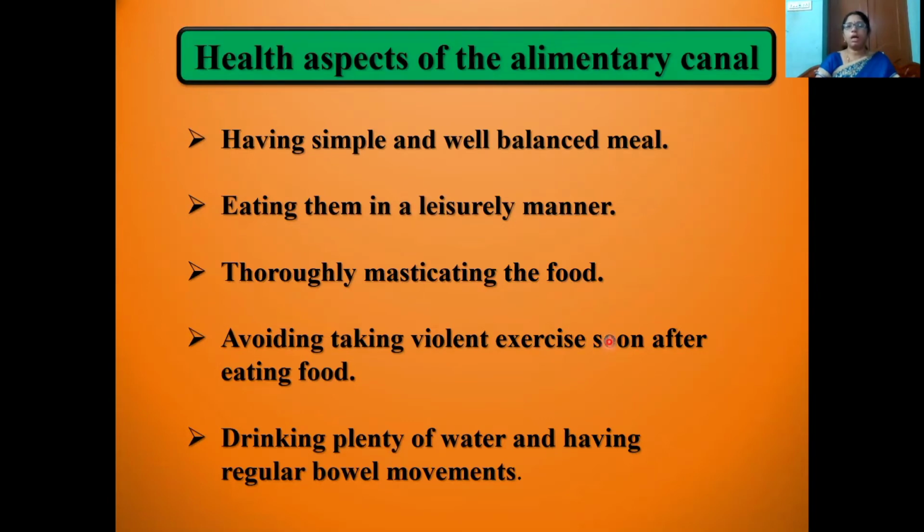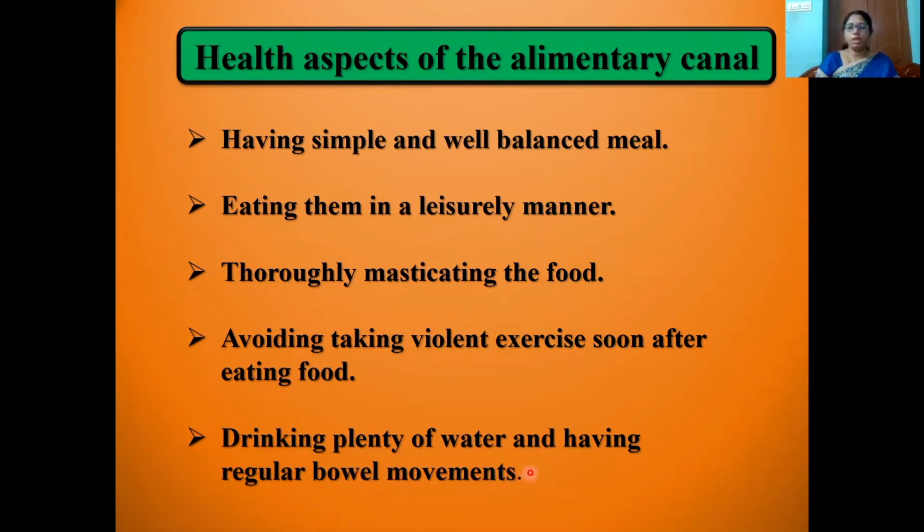Health aspects of the alimentary canal. First one is having a simple and well-balanced meal. Second one is eating in a leisurely manner. Third one is thoroughly masticating the food. Fourth one is avoiding violent exercise soon after eating food. And fifth one is drinking plenty of water and having regular bowel movements.